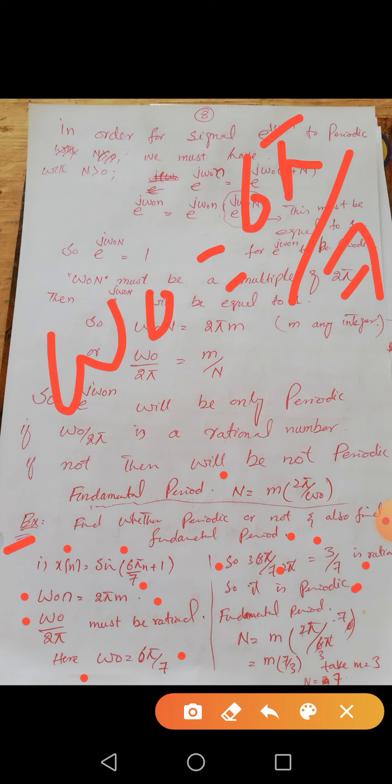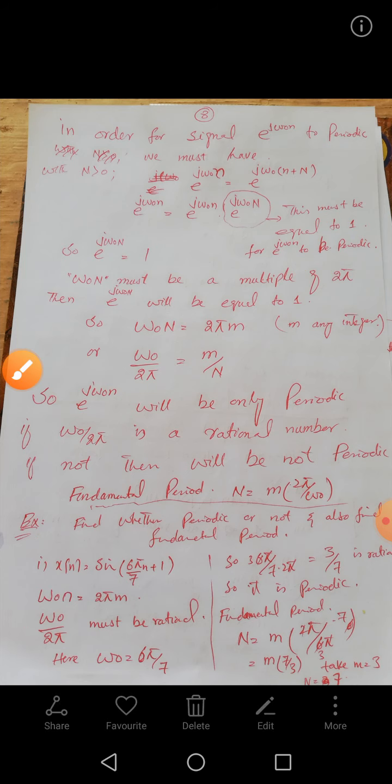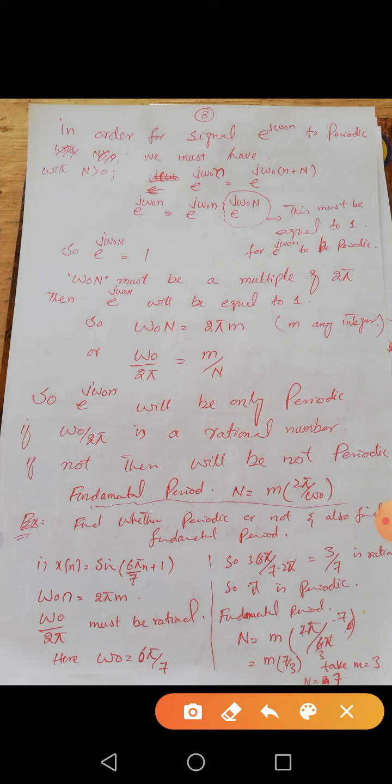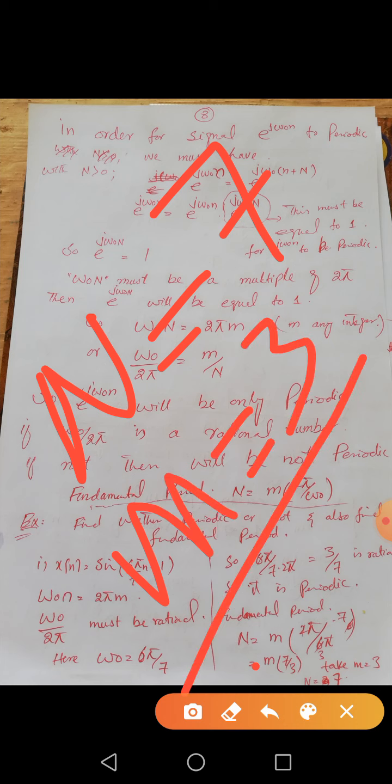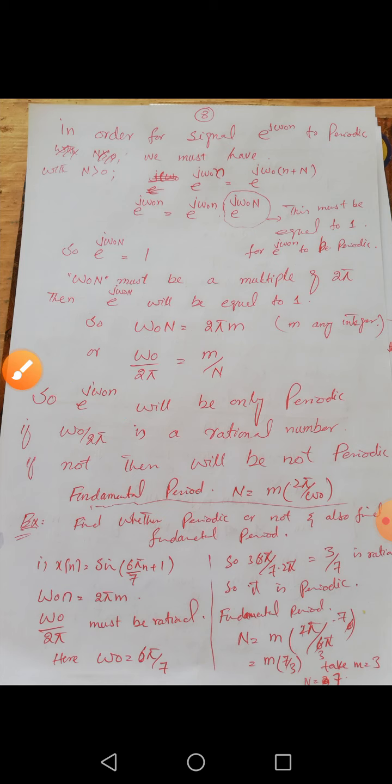Fundamental period N is equal to m times 2 pi by omega naught. So N is equal to m into 7 by 3. The value of m must be taken such that N results in a whole number. So to have N equal to 7, m must be taken as 3. So take m equal to 3 and N will be 7. So its fundamental period is 7.